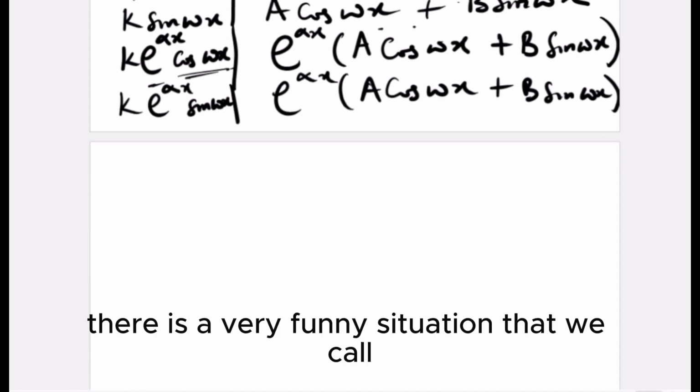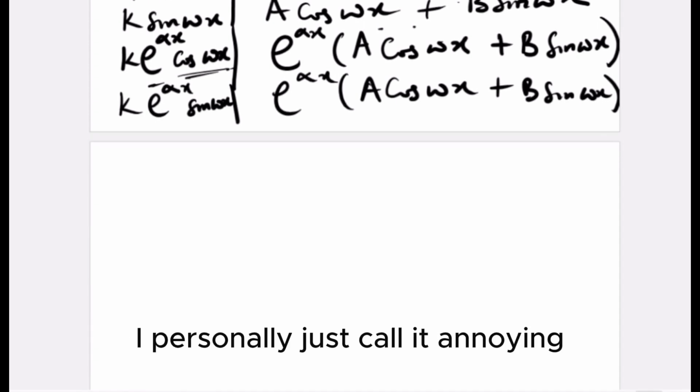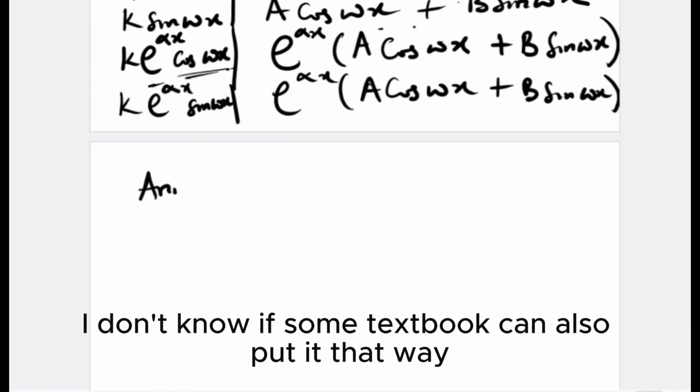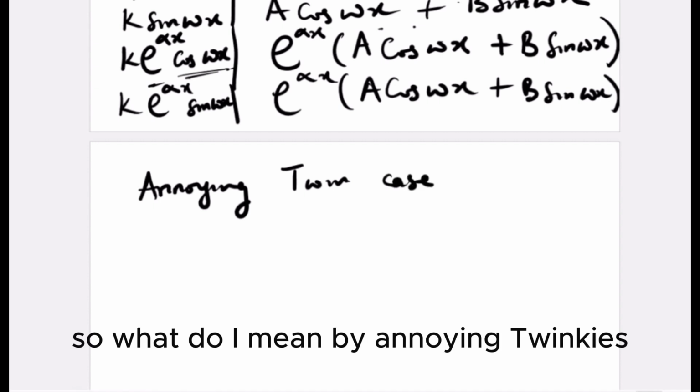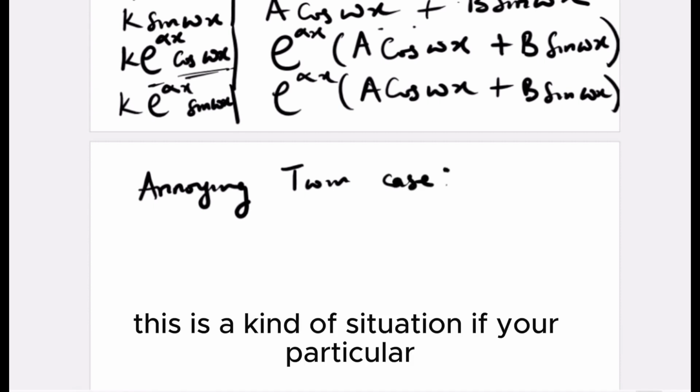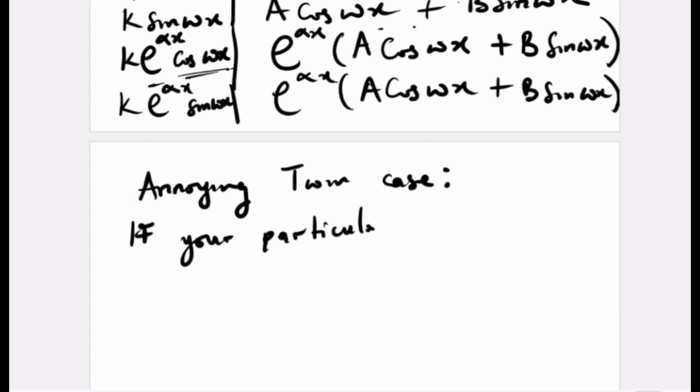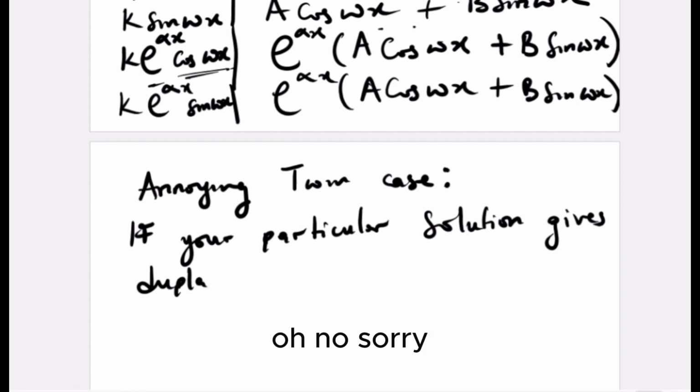There's a very funny situation that I personally just call annoying. I don't know if some textbook also puts it that way. Annoying twin case. So what do I mean by annoying twin case? This is a kind of situation if your particular solution gives duplicates.